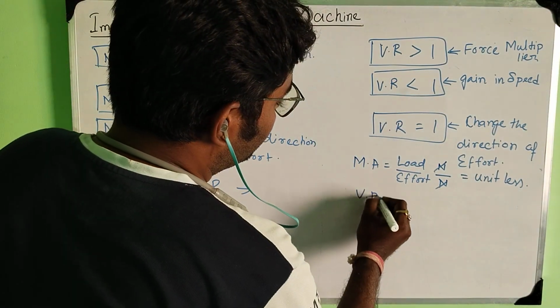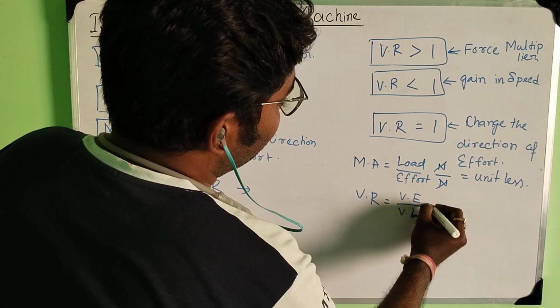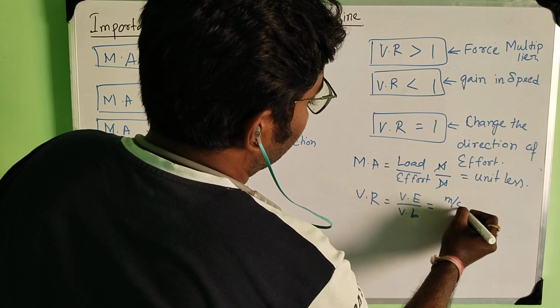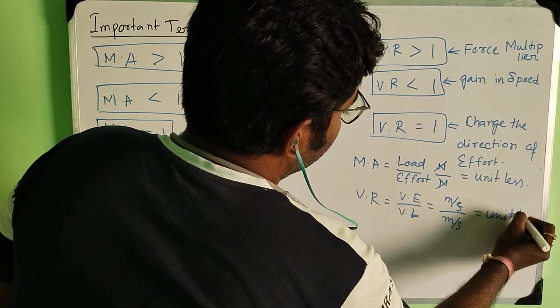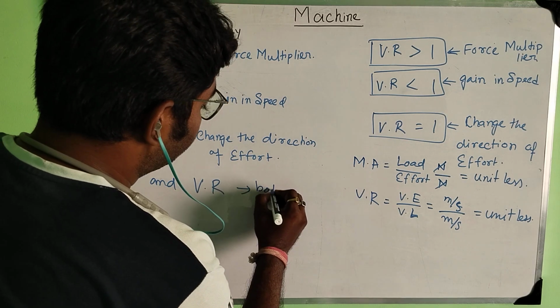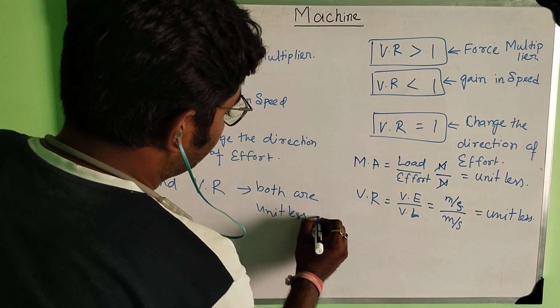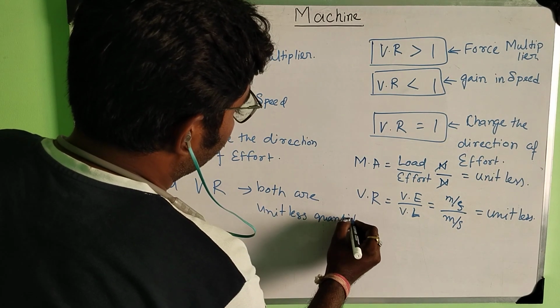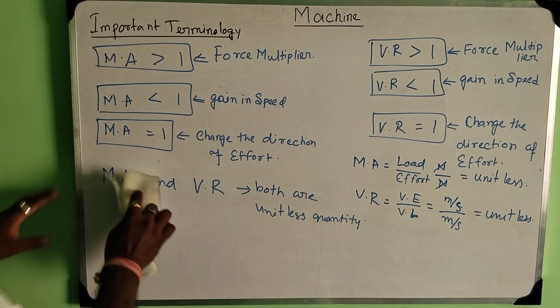Velocity ratio is the velocity of the effort by the velocity of the load. That means the same unit, meter per second by meter per second, so it is also unitless. So the important thing is that mechanical advantage and velocity ratio both are unitless quantities. I think it is clear. Now the next terminology that we have to know.